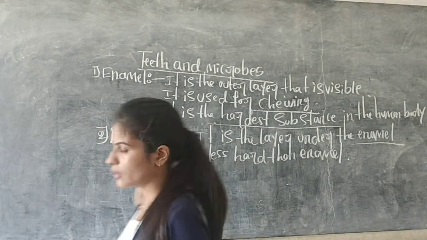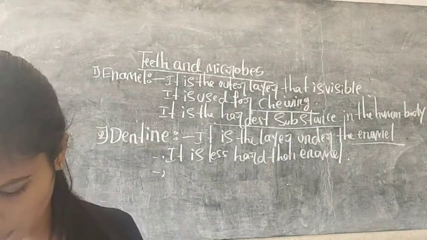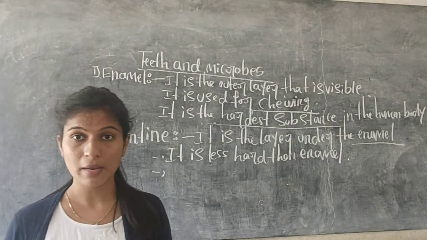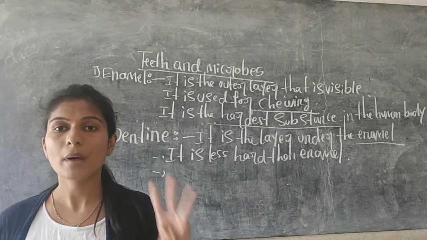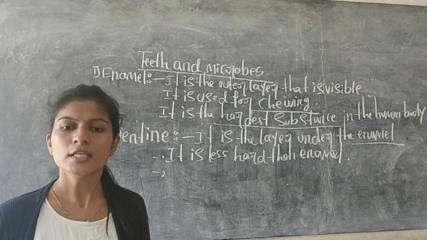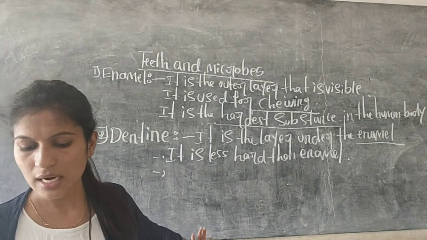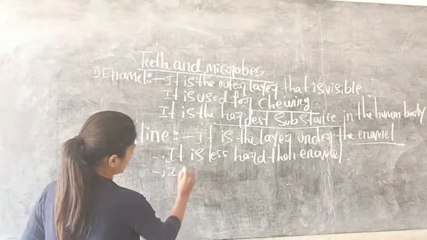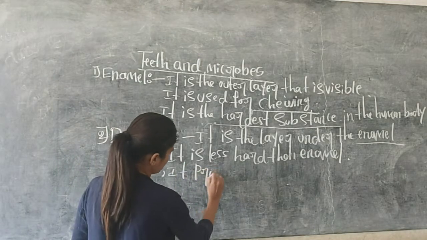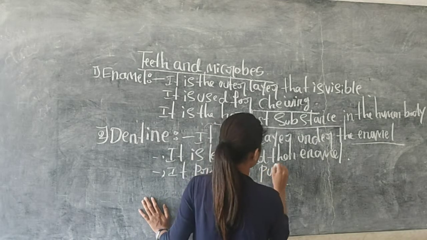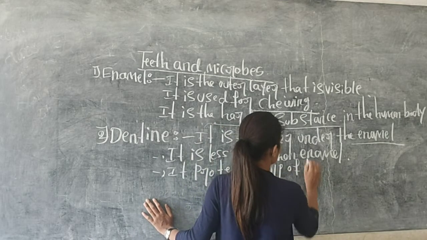Okay. Next, it protects the pulp of a tooth. What is pulp? It is the third part, the third inner part of the tooth. So what does dentine do? Dentine protects the pulp of a tooth.